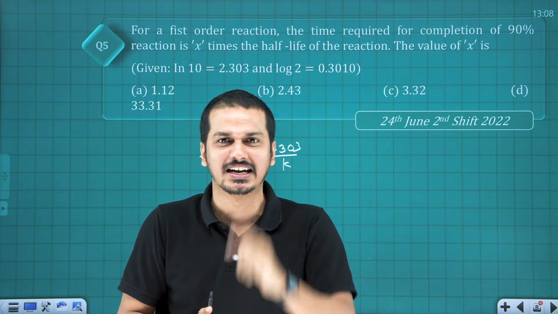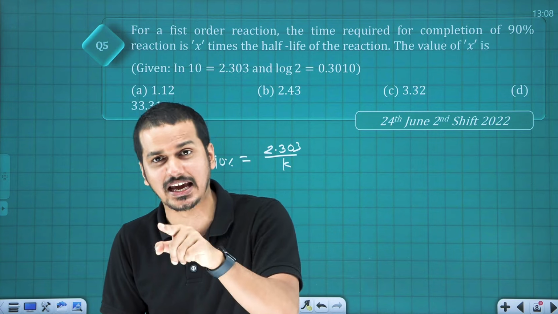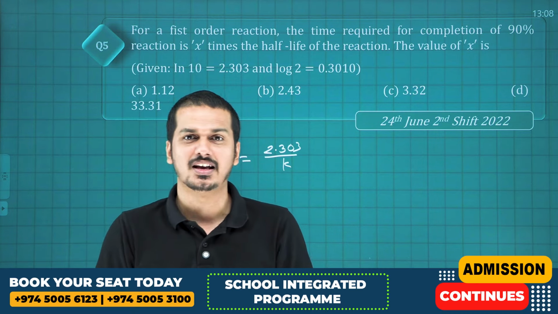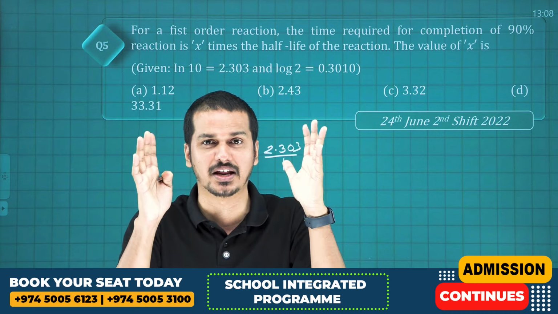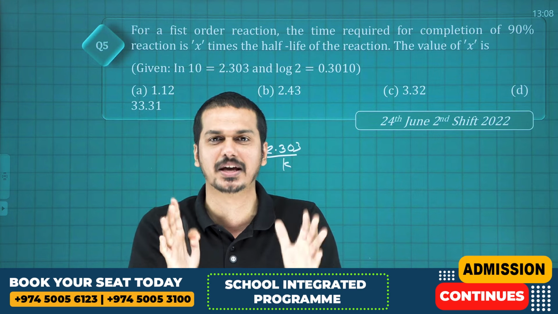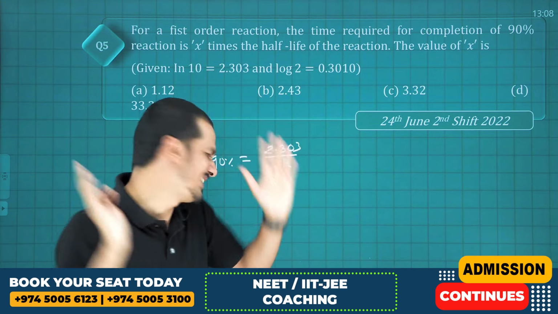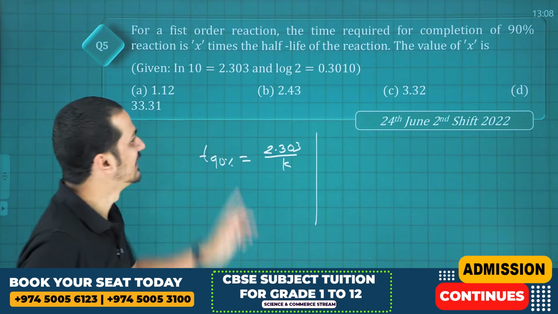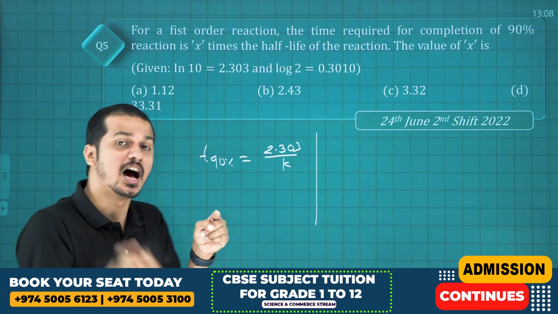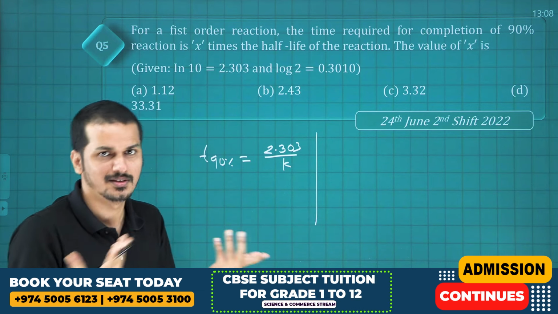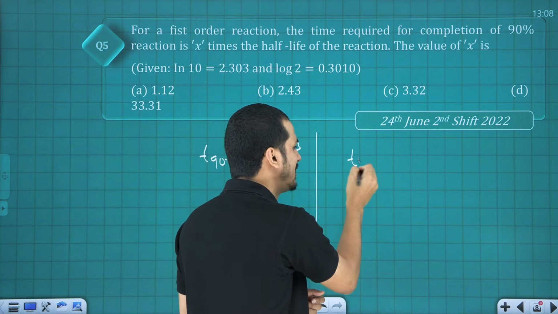That already you are using in the integrated rate law equation, t equal to 2.303 by K log R0 by R. Then whenever you are seeing that 2.303 by K, you have to remember T90%. Then they are asking this T90%, how many times of T half? What about T half, dears?